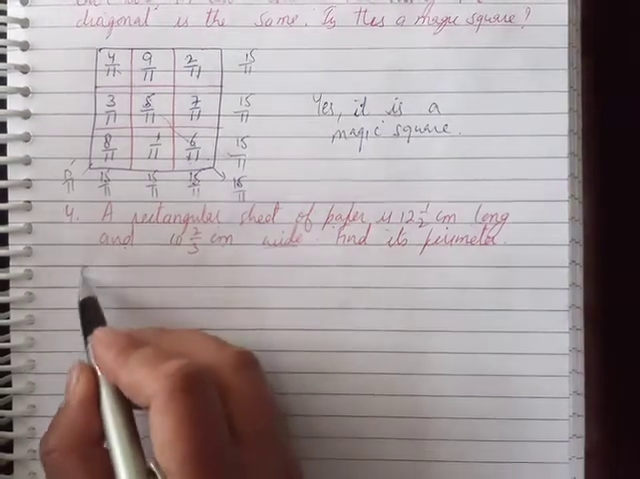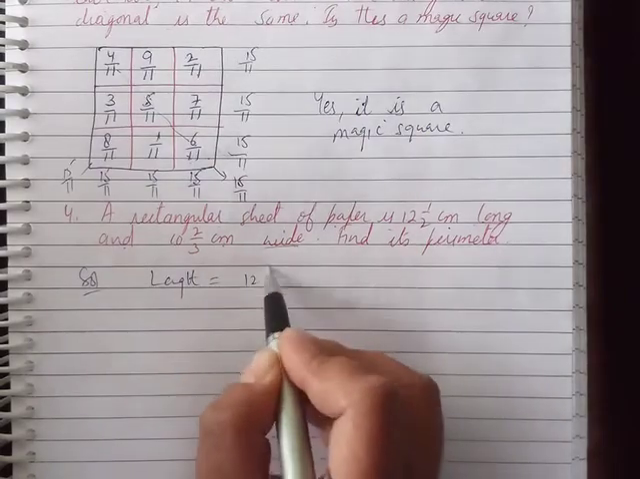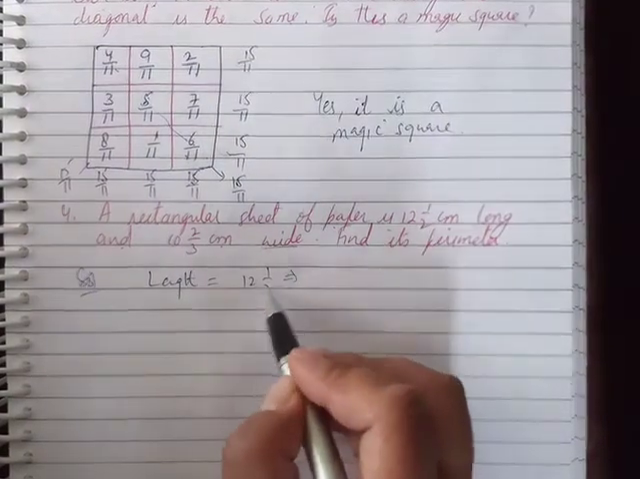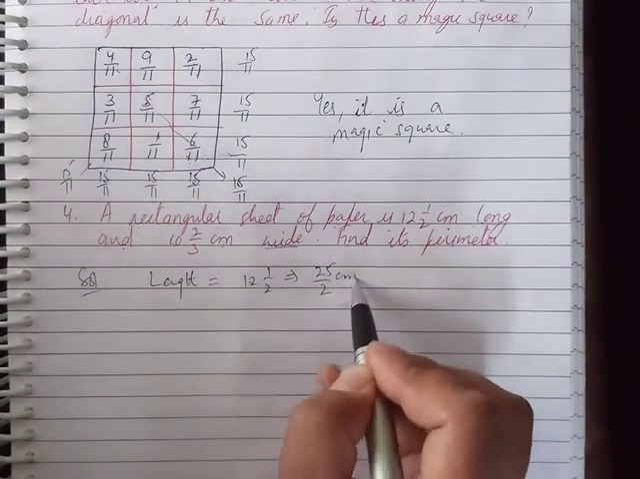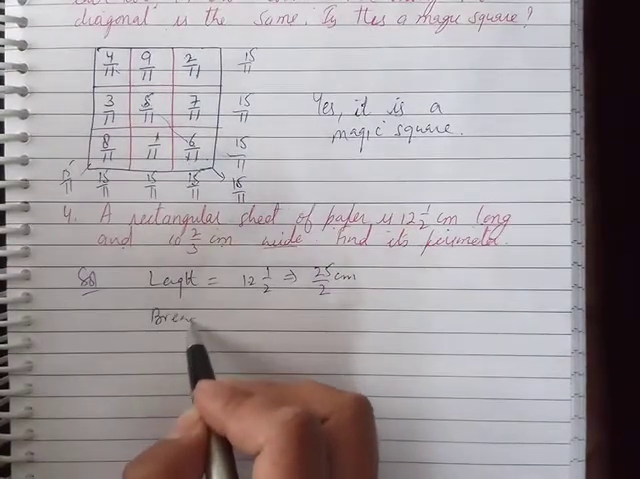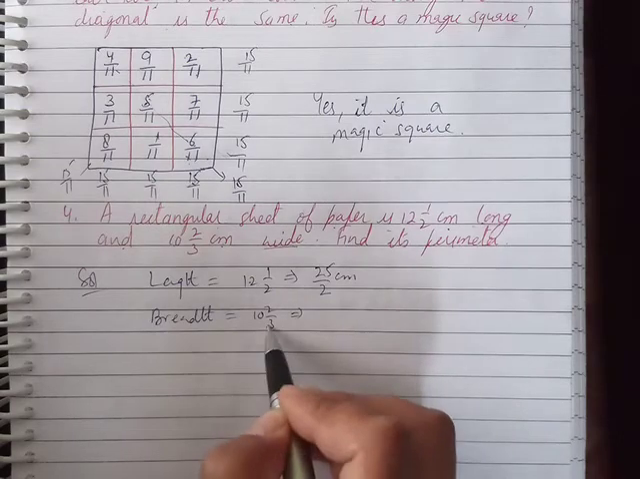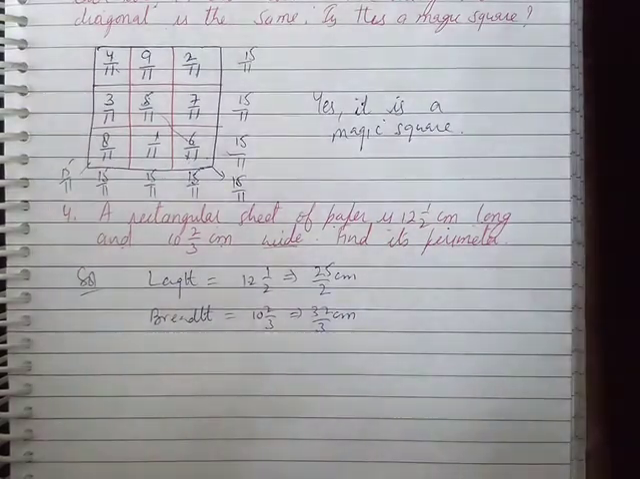The length is 12 1 by 2, which is a mixed fraction, so change it to an improper fraction: 12 times 2 is 24, plus 1 is 25 upon 2 centimeter. The breadth is 10 2 by 3: 10 times 3 is 30, plus 2 is 32 upon 3 centimeter.